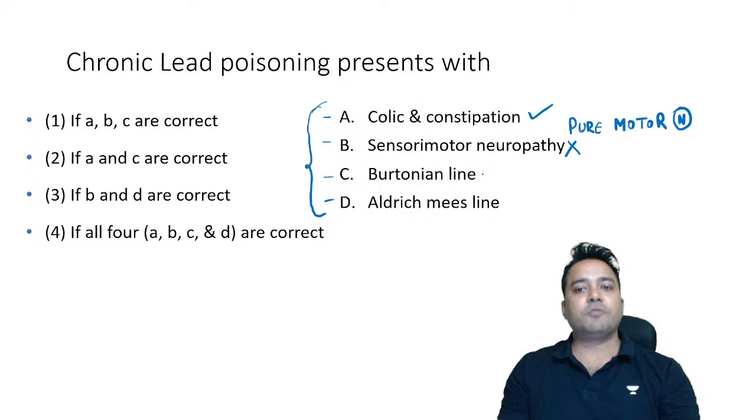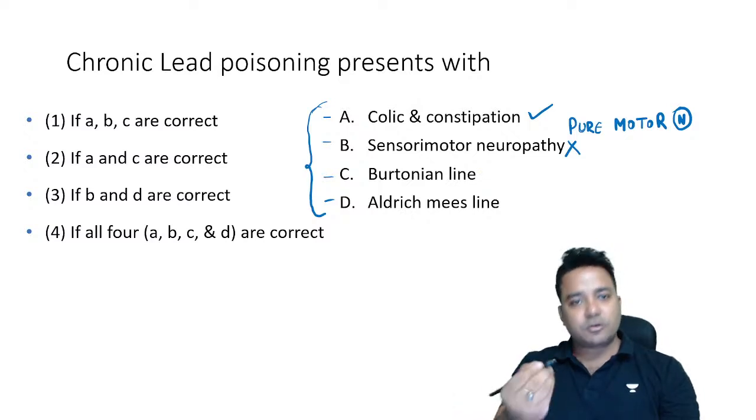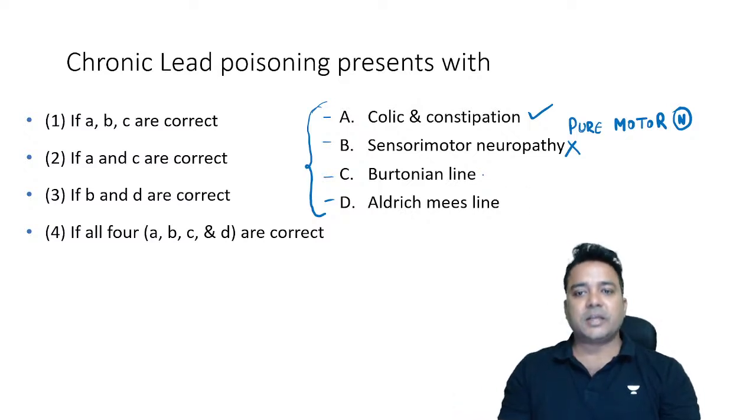Peritoneal line, yes, blue line over gums can be seen in many metallic poisons, including lead, like mercury, copper, silver, bismuth, iron. They can present with peritoneal lines. This goes with lead poisoning. Aldrich mesaline is a feature of arsenic and thallium poisoning. So this is going to be wrong. These are white transverse lines present over nails.